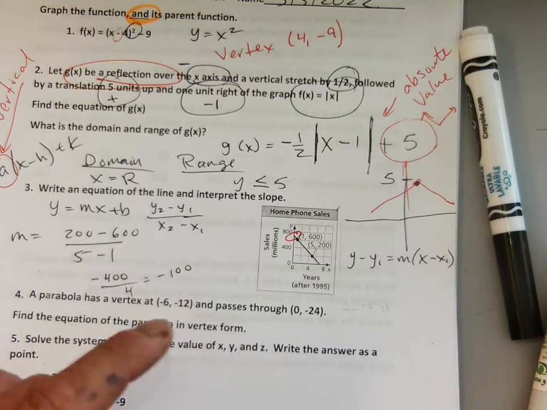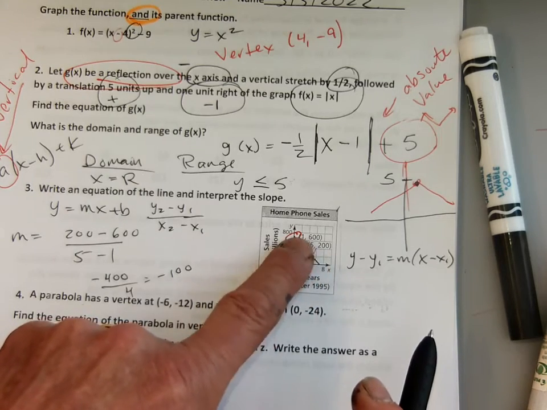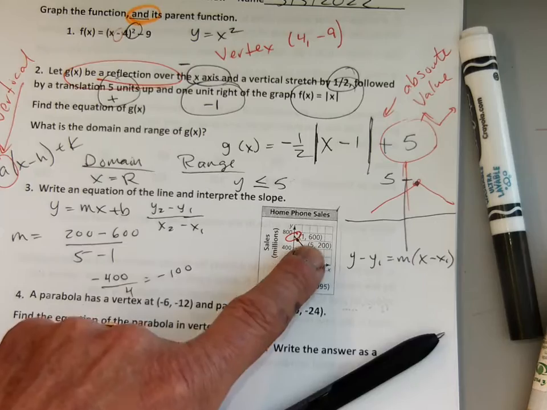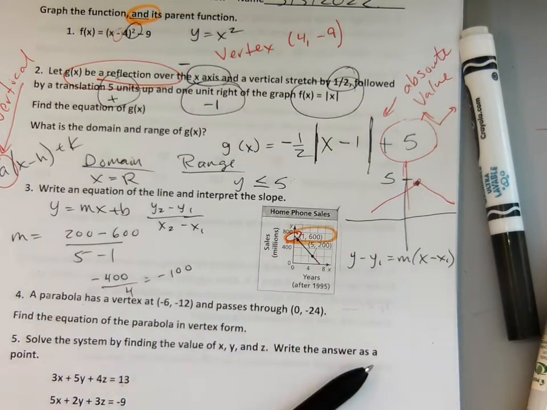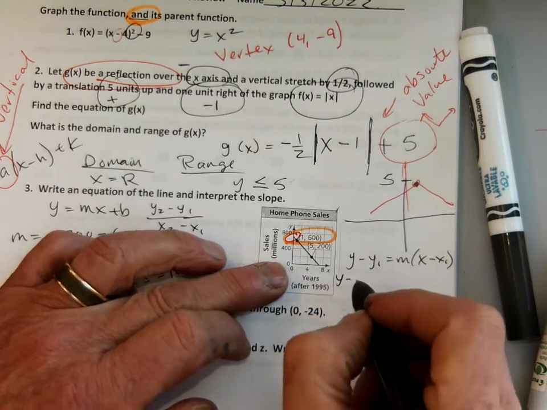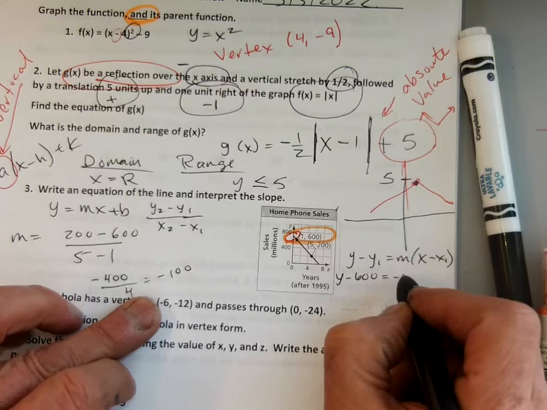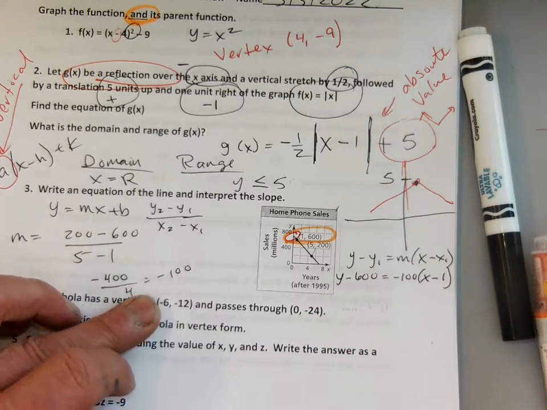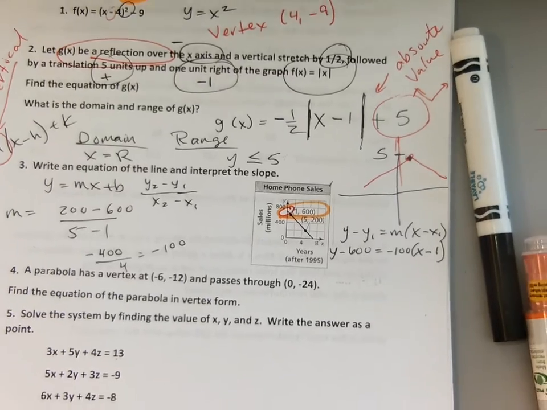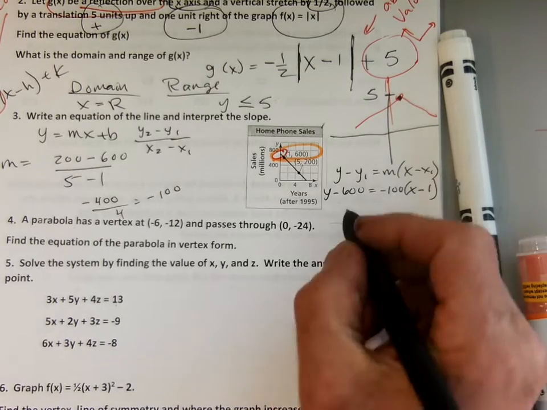So if I put in my point, which point do you want to use, first or second point? How about the first point? Yeah, I agree. The second point will work, but the first point looks easier, doesn't it? So I'm going to go y minus 600 equals my slope, negative 100, times x minus 1. Oh yeah, it's definitely 700. I can see it now, but I'll solve it to prove why it's 700. Can you guys see the 700 coming?